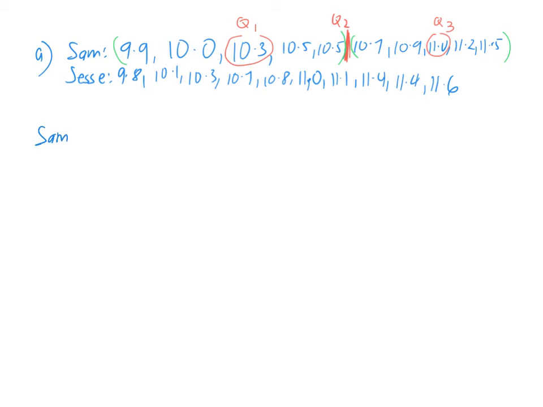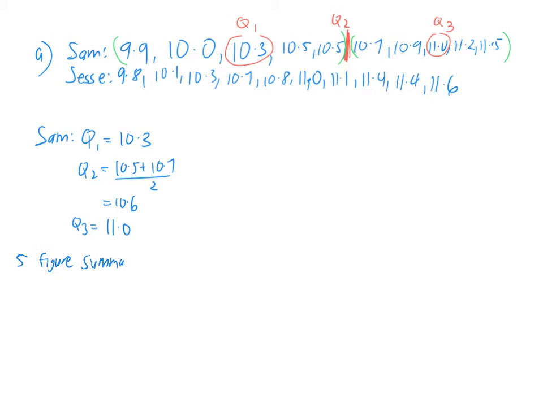Let's write that down as working. So Sam: Q1 equals 10.3. Q2 is going to be 10.5 plus 10.7 over 2, which is 10.6. And then Q3 is just 11.0. Okay, now we want the five-figure summary: lowest, Q1, Q2, Q3, then highest. Looking at Sam, we have 9.9, 10.3, 10.6, 11.0, and 11.5. So that's my five-figure summary for Sam.